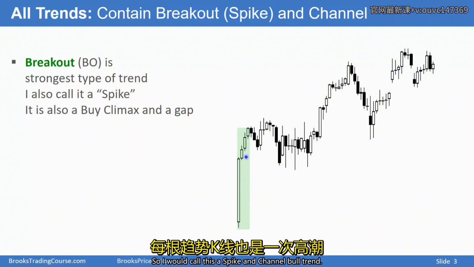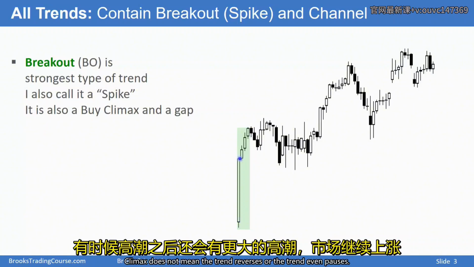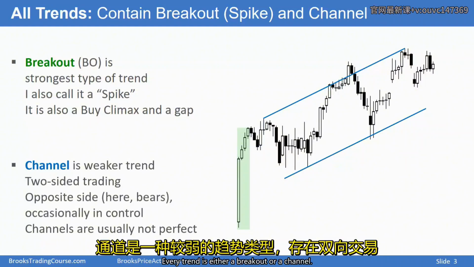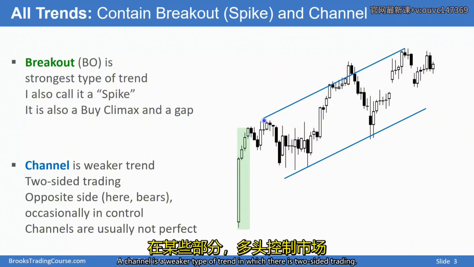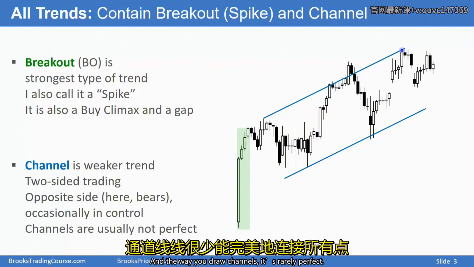And every trend bar is also a climax. Climax does not mean the trend reverses or the trend even pauses. Sometimes a climax just gets more climactic and the market just keeps going up. Every trend is either a breakout or a channel. A channel is a weaker type of trend in which there is two-sided trading. So you get bulls in control for a part of it, bears in control for another part of it. And the way you draw channels, it's rarely perfect. The lines are rarely perfectly corresponding to the points in the channel.